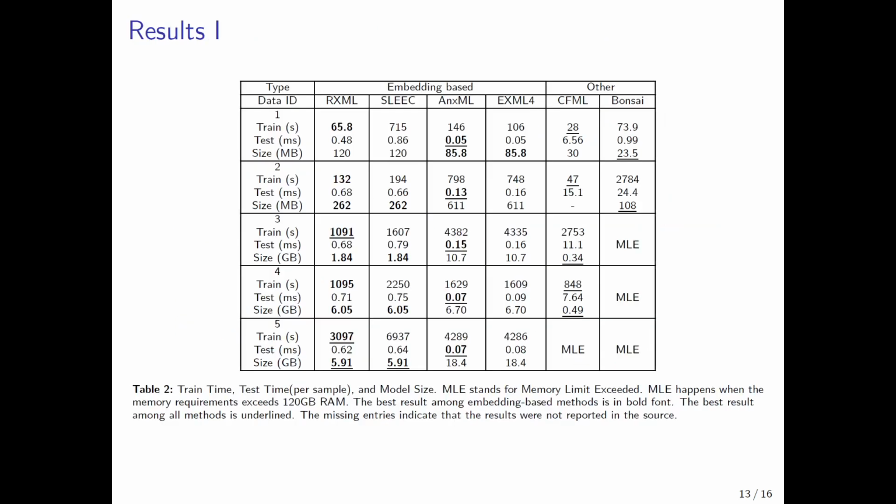In this table, we show the train time, test time and model size of RXML compared with some of the baselines. We see that RXML is 1.5 to 2 times faster than SLEEC and other embedding based methods. This shows the effectiveness of Riemannian optimization techniques. Overall, our method is first or second fastest in terms of train time across all the methods considered.